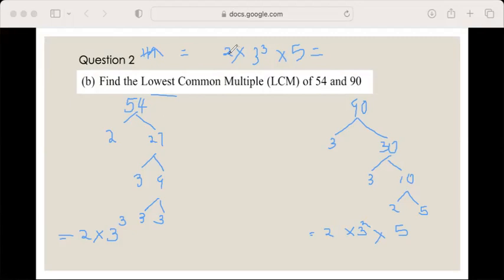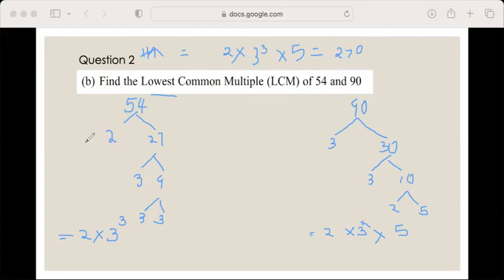How is that? 3 cubed is 27. So 2 times 27 is 54, right? So 54 times 5 is 270. So now we have the answer. The lowest common multiple of 54 and 90 is 270.